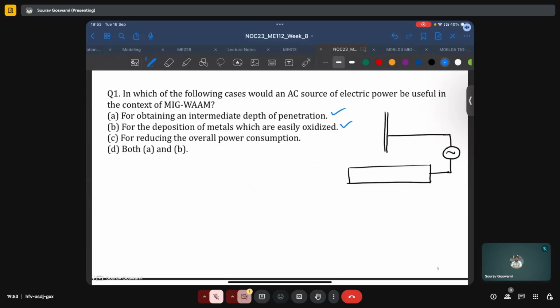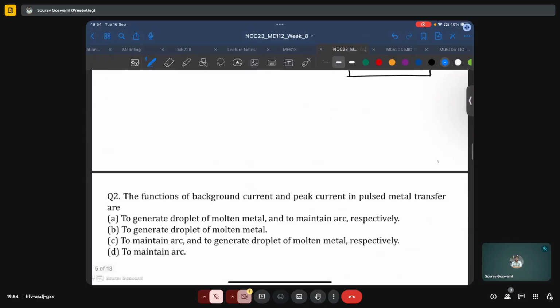Is it for reducing the overall power consumption? We do not have definitive knowledge or facts to say that this is true. We cannot conclusively say that by using AC source of electric power, the power consumption can be reduced overall. And so both A and B are correct. Yes, option D is the correct answer in this case.